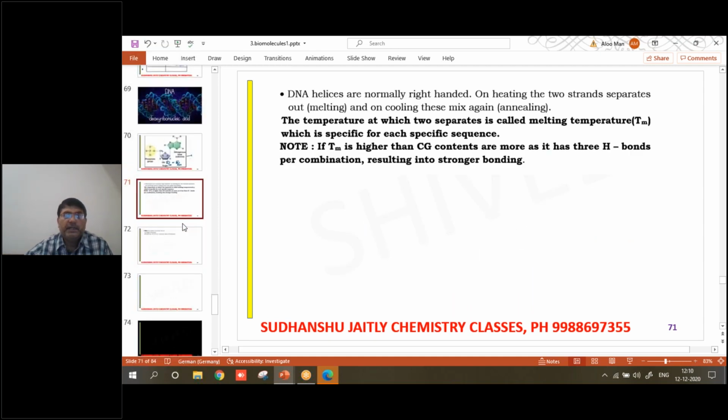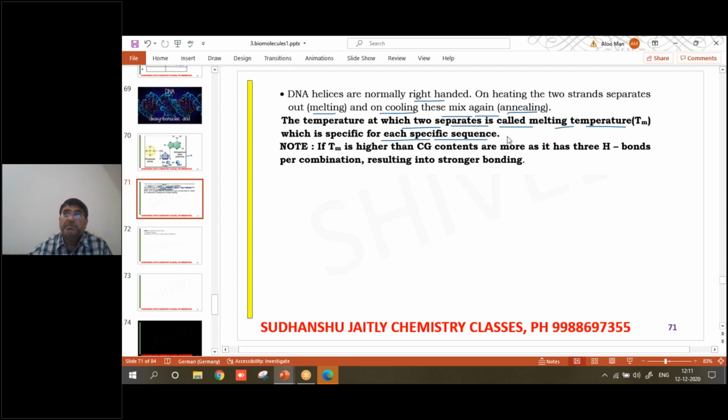Note, DNA helices are normally right-handed. Right-handed helix, जो हमने पीछे भी बात की थी. On heating, the two strands separate out because the hydrogen bonds break. That is known as melting. And on cooling, these join again. That is annealing. The temperature at which the two strands separate is called the melting temperature, which is specific for each specific sequence.